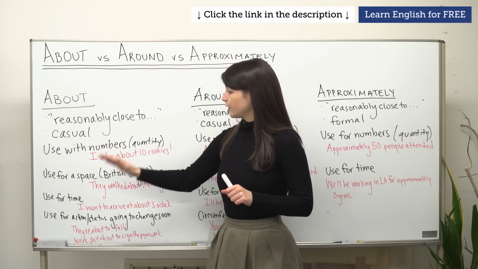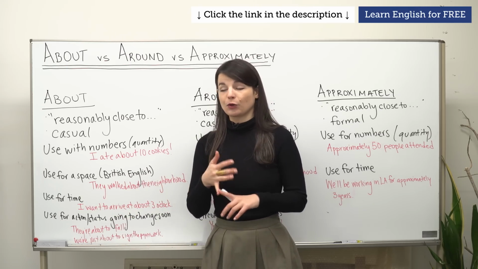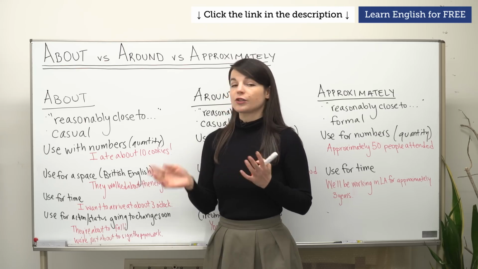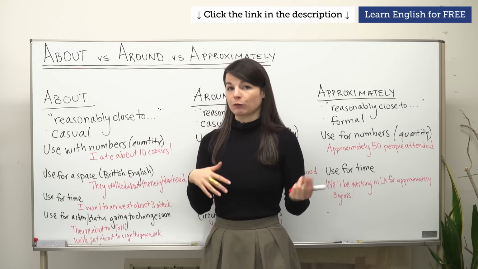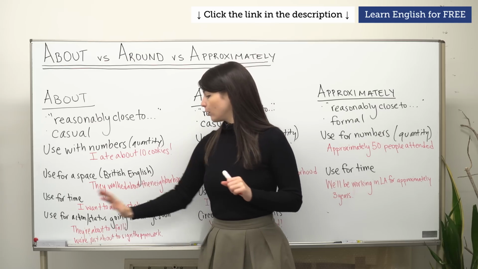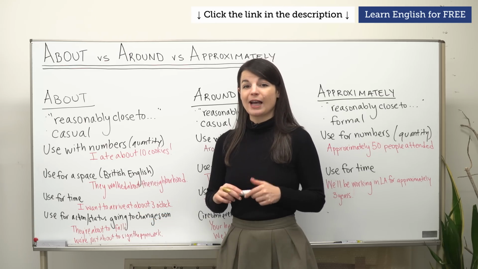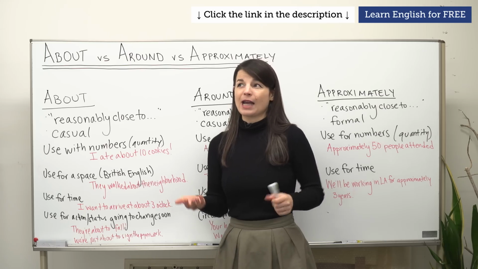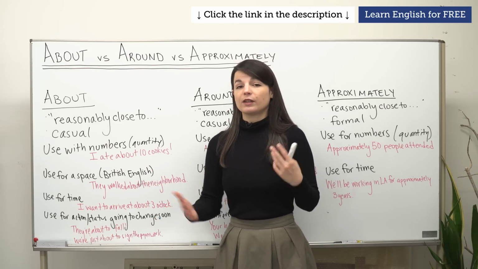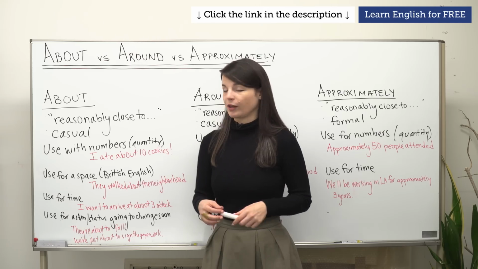We can use about to talk about time as well. So a time of day, in the morning, in the afternoon, also a specific o'clock time, like 3 o'clock, 4 o'clock, 5 o'clock. For example, I want to arrive at about 3 o'clock. Or we could say, can you have it done by about tomorrow morning? So these are estimates, time estimates that we can use the word about with.